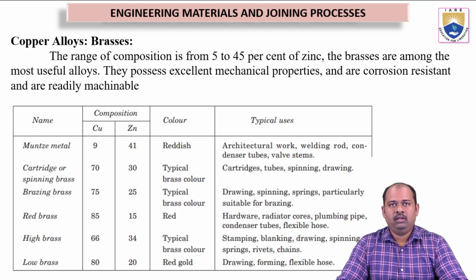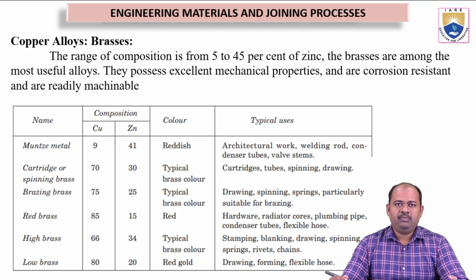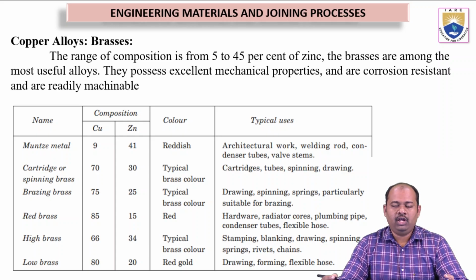Now let us see one of the best alloys of copper. It has a wide range of applications. Because of this nature, it is used in many fields of industry as well as for domestic purposes. The range of composition is from 5 to 45% of zinc. The base metal is copper. We add 5 to 45% of zinc depending on the application, so that we can get different types of copper based alloys.